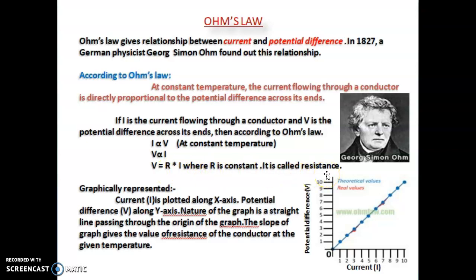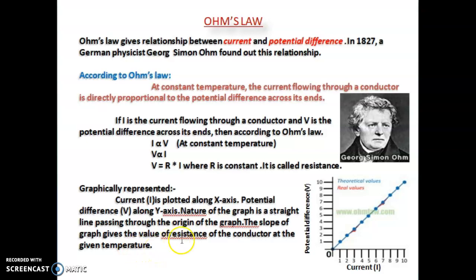Now you can see the graphical representation of Ohm's law. The current is plotted along the x-axis and potential difference along the y-axis. You can see this is a graph. The nature of the graph is a straight line passing through the origin. The slope of the graph gives the value of resistance of a conductor at a given temperature.